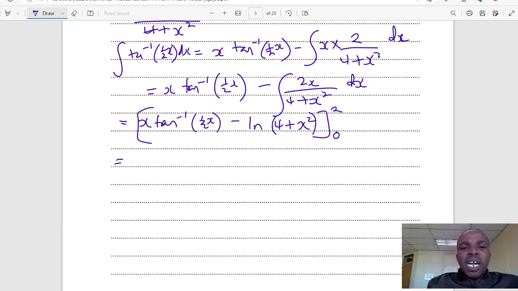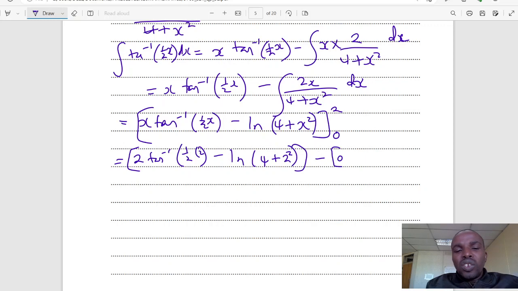Right, put x = 2, it will be 2 arctan of a half times 2 minus ln 4 plus 2 squared, like this. Then subtract, put x = 0, it will be 0 times arctan of half times 0, then minus ln 4 plus 0 squared, like this.